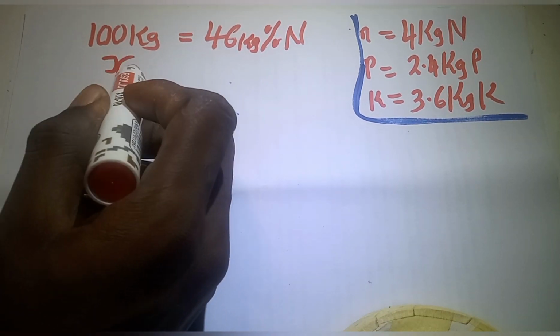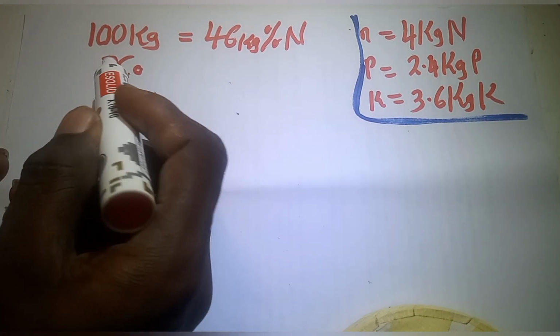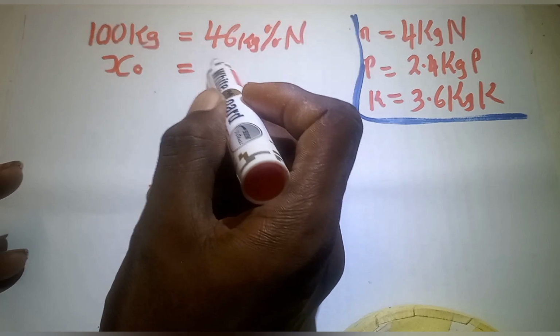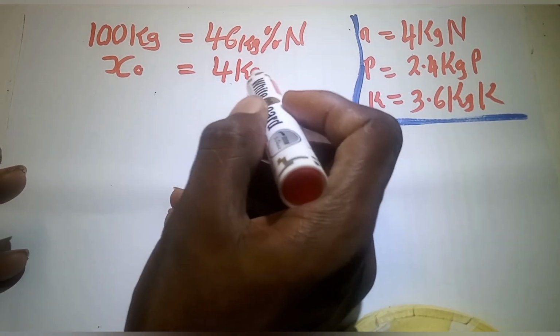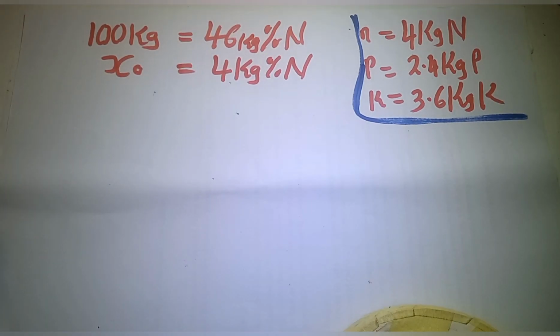How many kilograms? Let me represent the number of kilograms I'm going to be getting. How many kilograms of nitrogen will I need? That's what the question is asking. That is, calculate the amount of urea that will be blended.